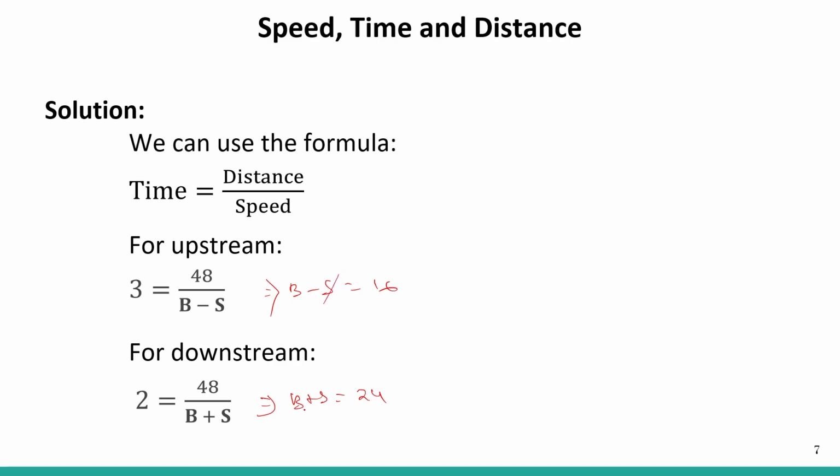So solving these two simultaneously, what we are left with is 40 is equal to 2B. So this implies that B is equal to 20. And from this, we can imply that 20 plus S is equal to 24. So this implies S is equal to 4. Okay, so speed of the stream will be 4 km per hour and boat will be 20 km per hour.